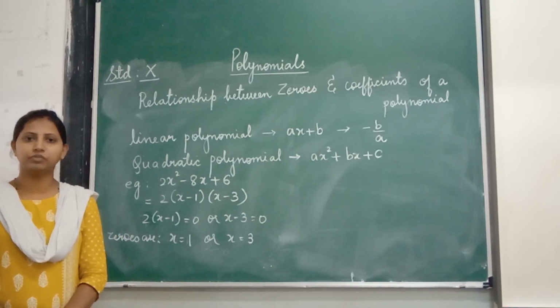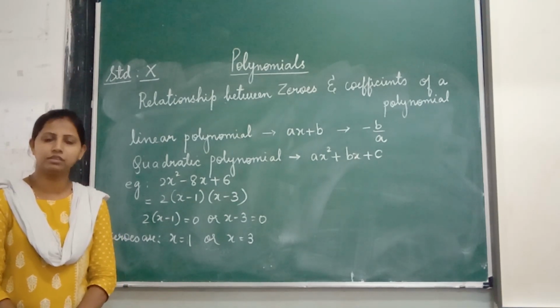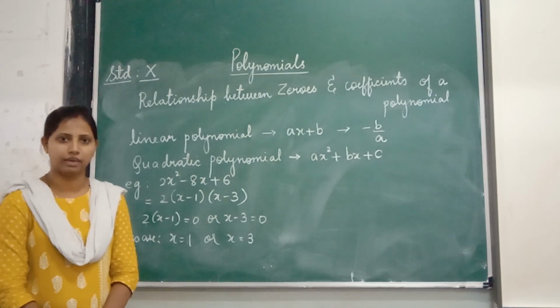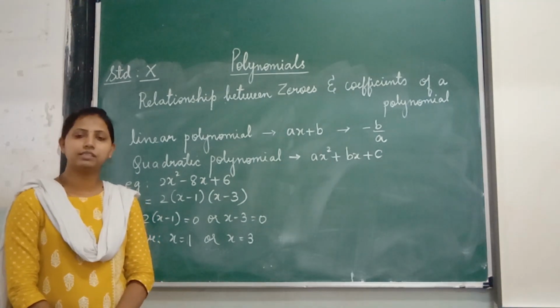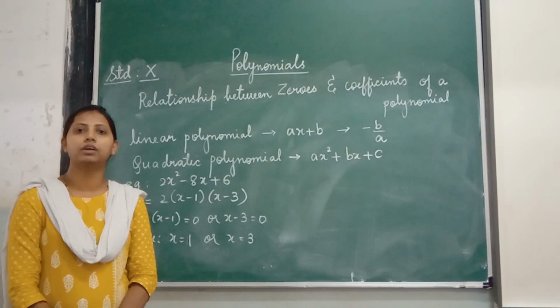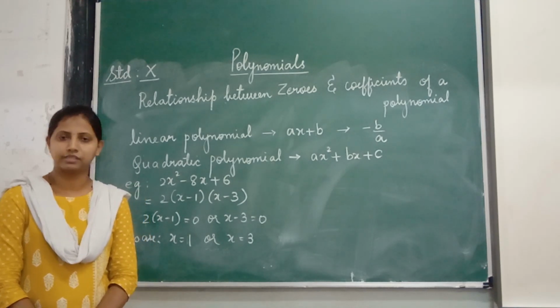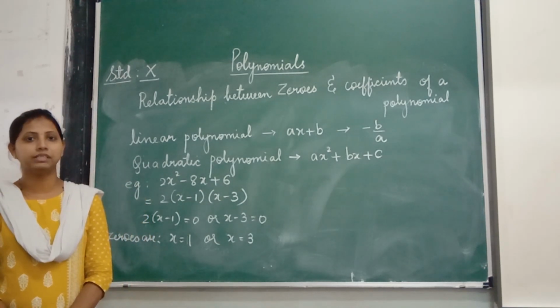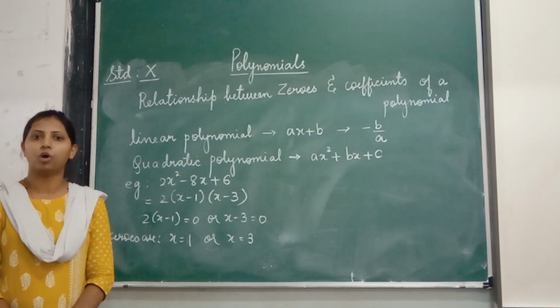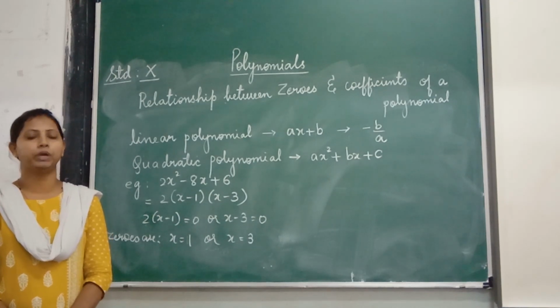In the last class we had done the introduction to polynomials. So let's have a quick revision of that. Last time we had seen what polynomials are and what the types of polynomials are. The types of polynomials are linear polynomial, quadratic polynomial and cubic polynomial.